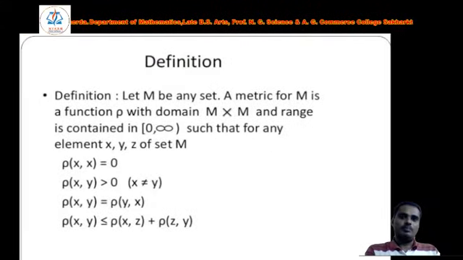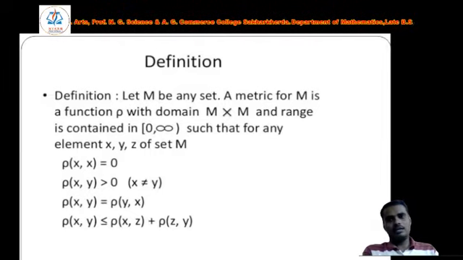Now the definition of metric. Let M be any set. A metric for M is a function, distance rho, with domain M cross M and range contained in the semi-closed interval 0 to infinity, such that for any elements x, y, z of set M, distance x to x is 0, distance x to y is positive, distance x to y equals distance y to x, and then distance x comma y is less than or equal to distance from x to z plus distance from z to y.